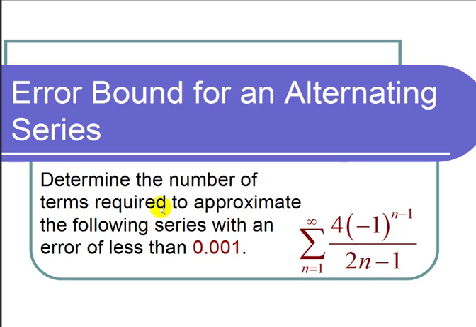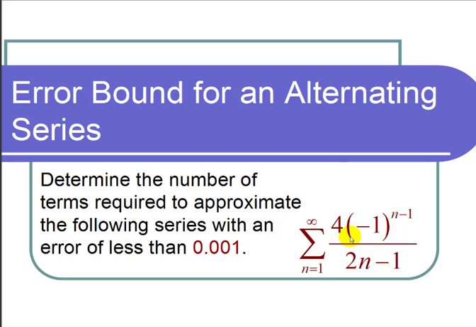So the error-bound formula for an alternating series says that if we add up the first n terms instead of all infinity of the terms, then the error in adding these up compared to taking the whole series will always be less than the absolute value of the n plus first term. So let's look at the absolute value of the n plus first term.